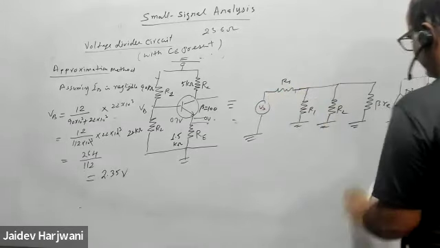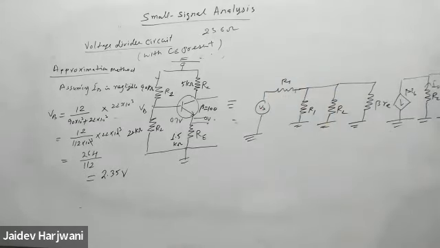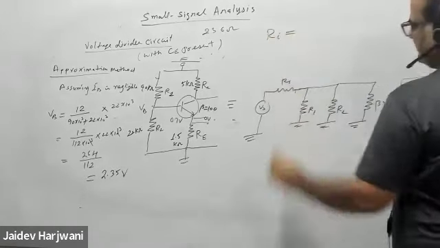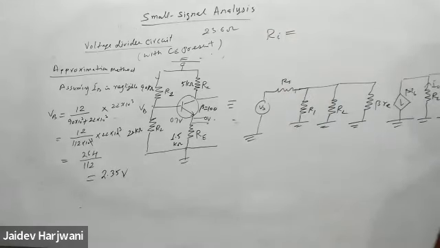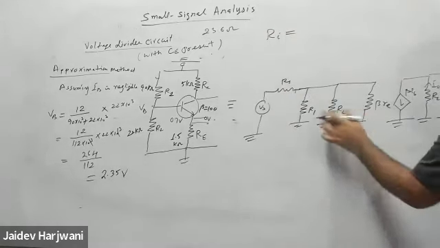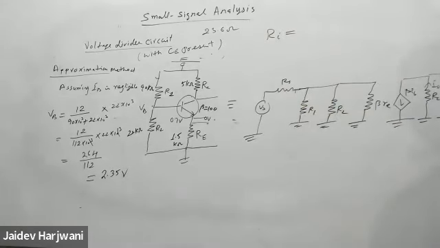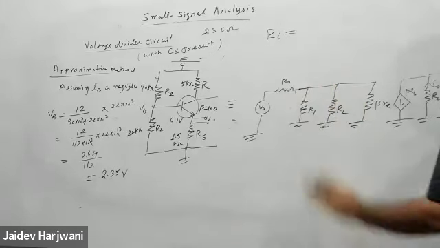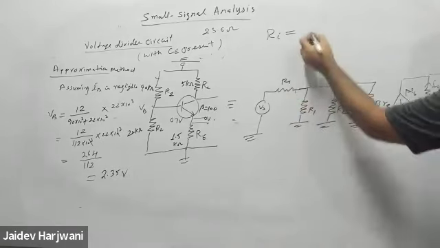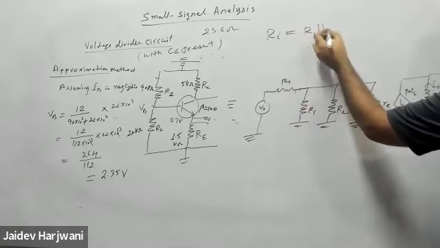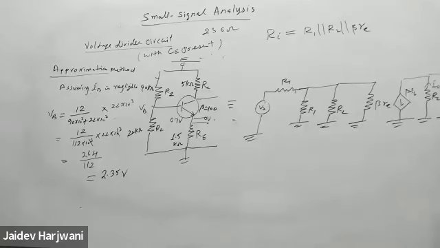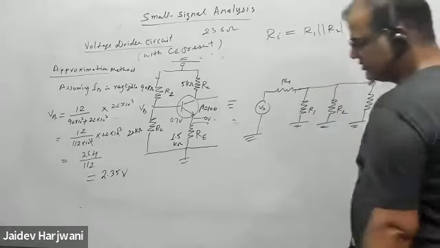Now, if I want the value of R input, tell me what is the formula for R input. Make everything short. So this one, RS. If RS is not given or a very high value is given, you can leave it out. Now in this question RS is not given, so you leave it out. So your R input will be only R1 parallel R2 parallel beta re. This is the input resistance. Of course, you can include RS also, but RS is not given.